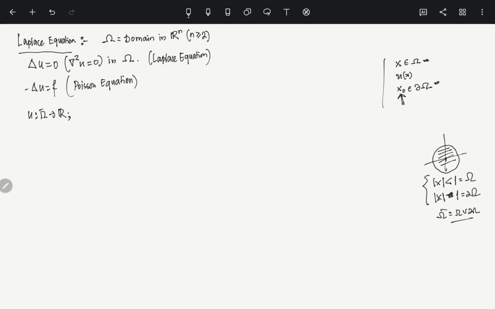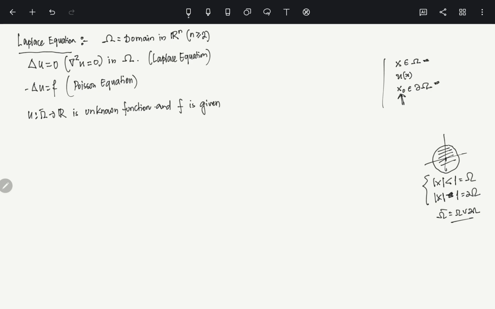So of course u is defined in omega, and it's also defined for all points in the boundary. So we are looking for such a u, okay, and this omega is a given set. It is already written, right? The domain omega. So u from omega bar to R is the unknown function. And f of course will be given to us.